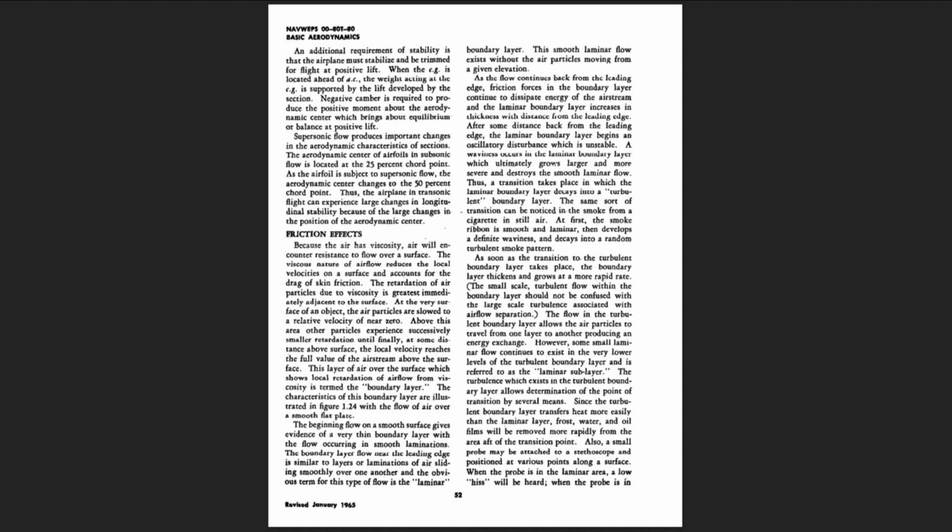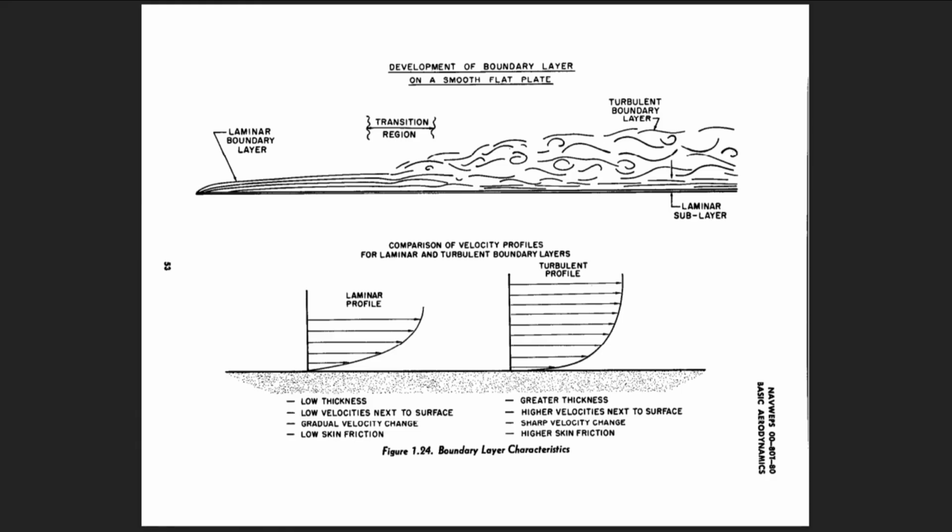This layer of air over the surface, which shows local retardation of airflow from viscosity, is termed the boundary layer. The characteristics of this boundary layer are illustrated in Figure 1.24 with the flow of air over a smooth flat plate. The beginning flow on a smooth surface gives evidence of a very thin boundary layer with the flow occurring in smooth laminations. The boundary layer flow near the leading edge is similar to layers or laminations of air sliding smoothly over one another, and the obvious term for this type of flow is the laminar boundary layer. This smooth laminar flow exists without the air particles moving from a given elevation.